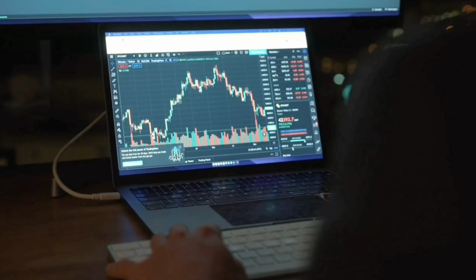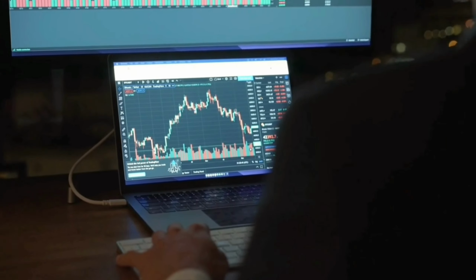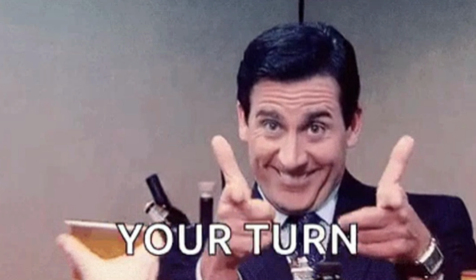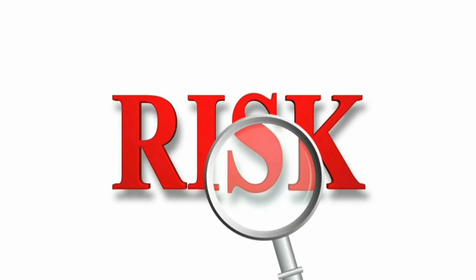Okay, this is all that I keep in mind during price action trading. Now it's your turn to learn it properly and trade with proper risk management and money management.